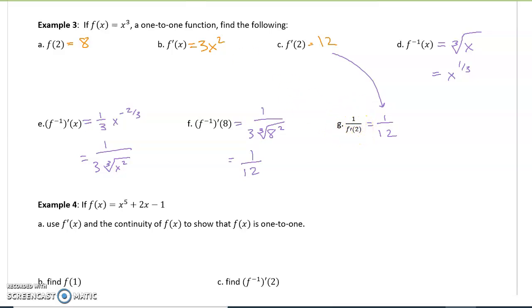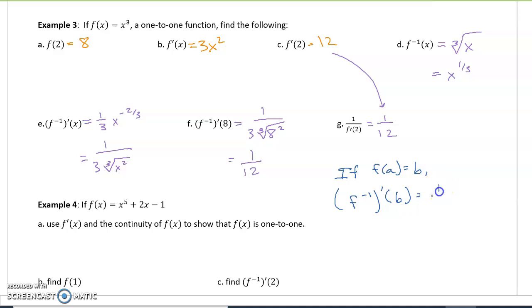Or more generally speaking, if f of a equals b, then f inverse prime of b equals 1 over f prime of a. The two derivatives are reciprocals. Make sure that you're plugging in the output for the inverse function and the input for the original function.